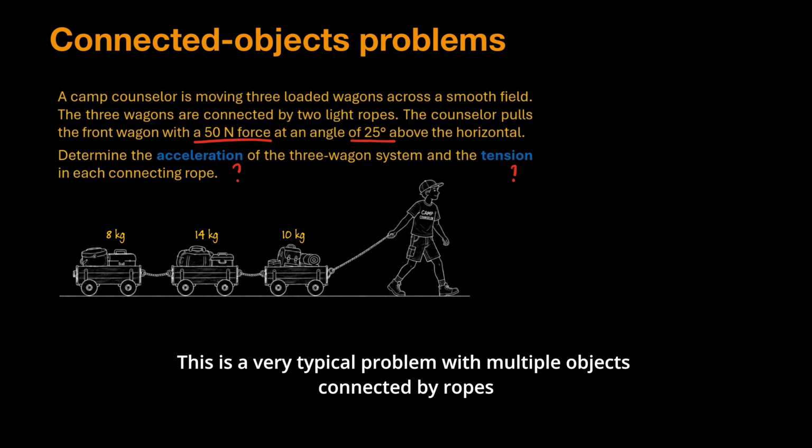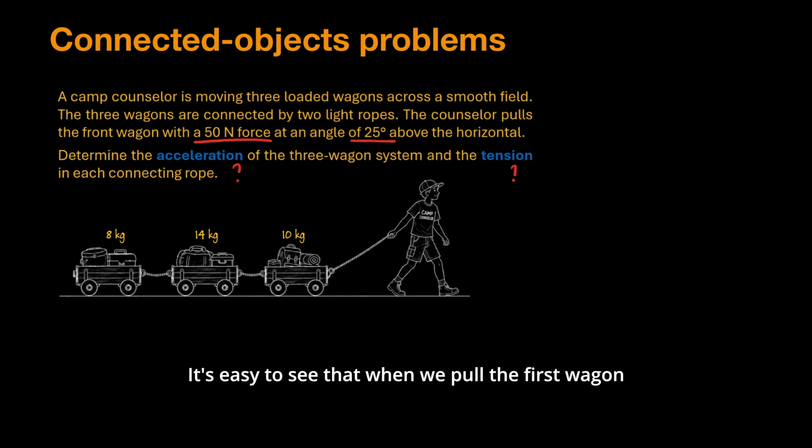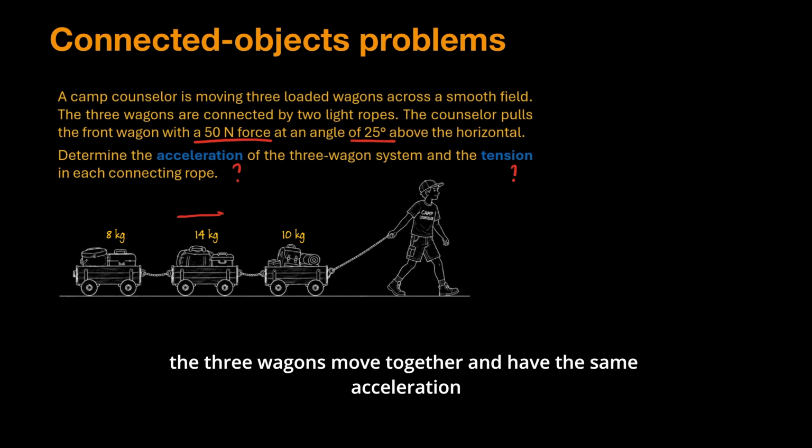This is a very typical problem with multiple objects connected by ropes. It's easy to see that when we pull the first wagon, the 3 wagons move together and have the same acceleration. So since we are interested in their common acceleration, we can treat all 3 wagons as one system. Now look at the 2 ropes connecting the wagons. Each rope pulls on the 2 wagons it connects, but all wagons are inside our system. So these tension forces are internal forces. When we analyze the whole system, we don't need to worry about them.